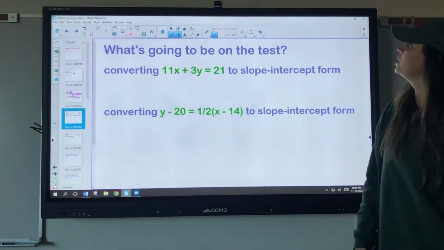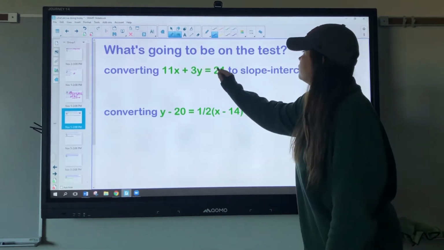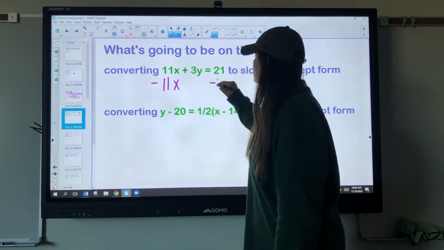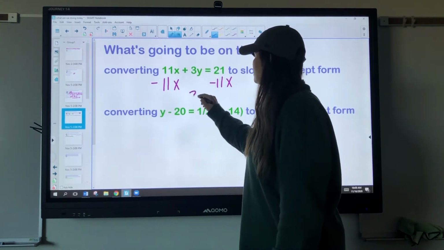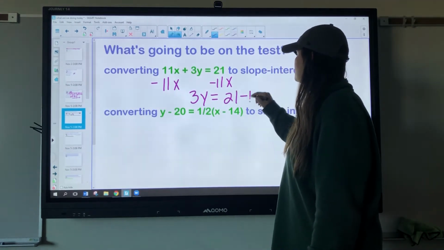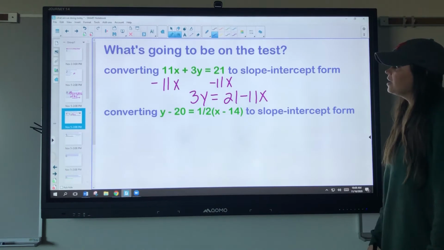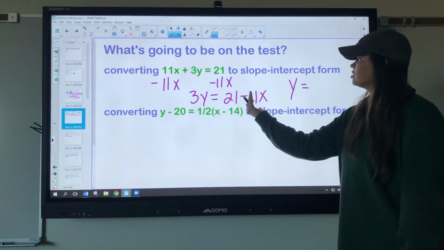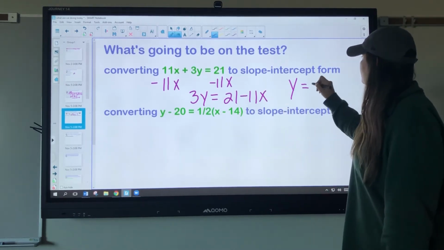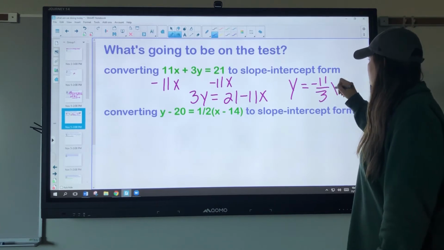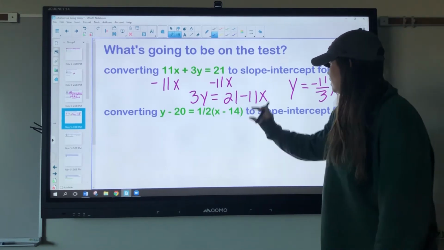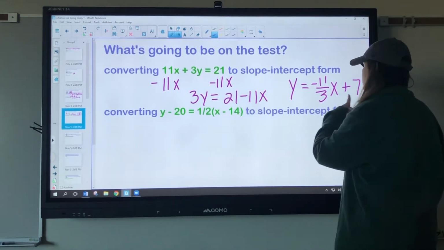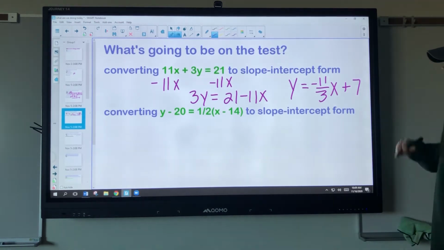Okay, more review from chapter 1. Converting this, which is in standard form, to slope-intercept form. That's where you just subtract 11x from both sides, and you'll get 3y equals 21 minus 11x. And then you divide everybody by 3. So the 3y becomes a y. I'm going to switch these around so that the slope comes first. The -11 becomes -11 divided by 3, which is just 11/3 because that's a decimal, and 21 divided by 3 becomes a positive 7. There's your slope, there's your y-intercept.